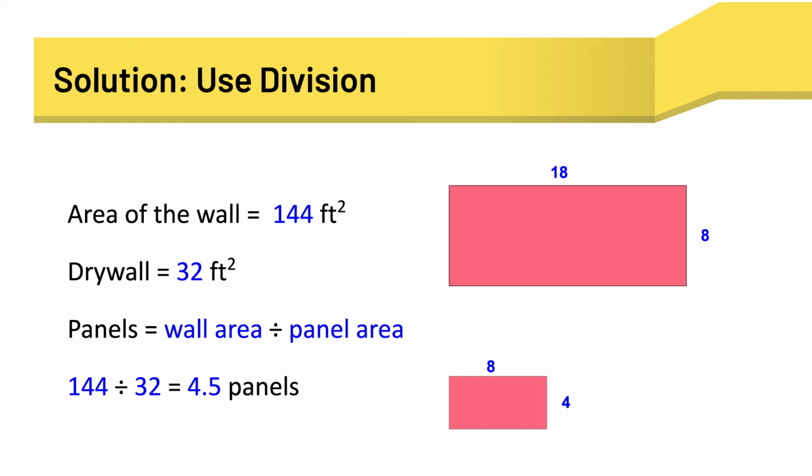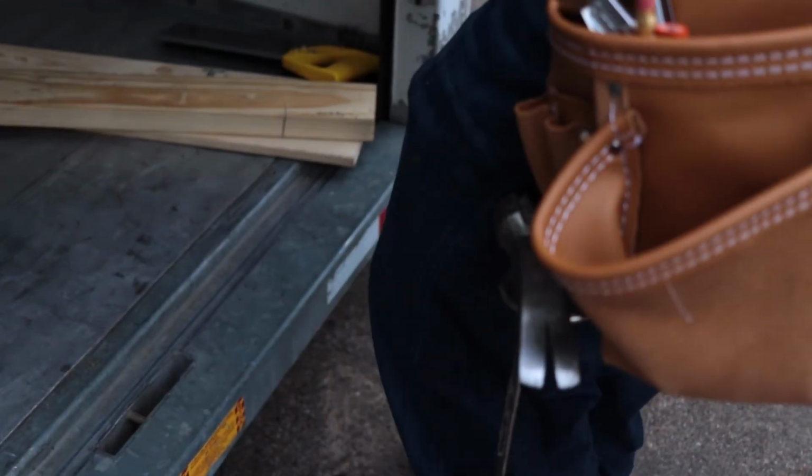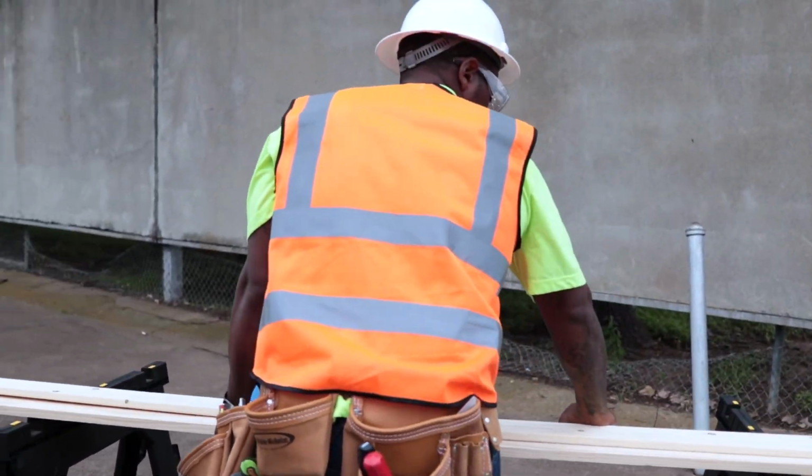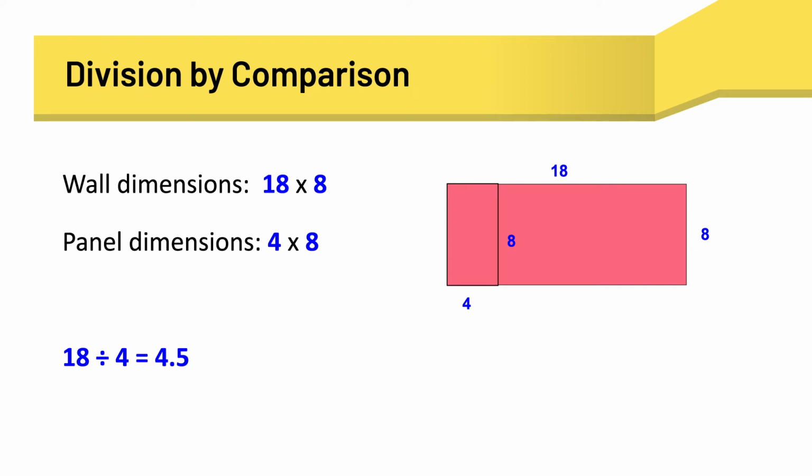144 divided by 32 equals 4.5. We need 4.5 panels to cover this wall. Another way to solve this question is to ignore area and focus on the dimensions themselves. By rotating the drywall panels vertically, they are exactly as tall as they need to be. Isaiah only needs to count how many panels, 4 feet wide, fit into a space 18 feet wide. This is a division of 18 by 4, which is also 4.5, just like before.